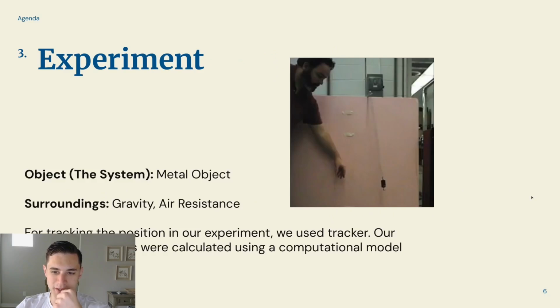In our experiment, we didn't do the experiment, we just got it from the video, but he just swings a little metal object around on an undulating spring. The system is the metal object, the surroundings are gravity and air resistance, and probably the spring too. For tracking the position, we use Tracker. Our predicted positions were calculated using GlowScript.